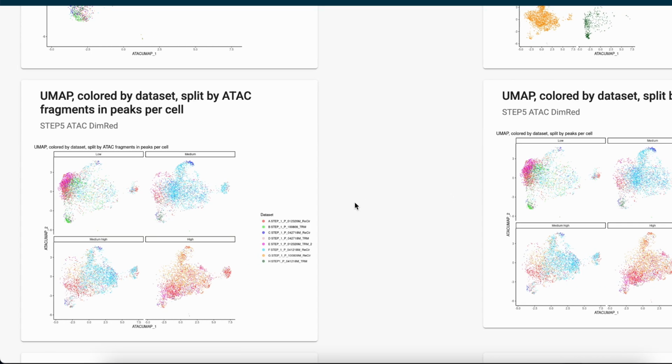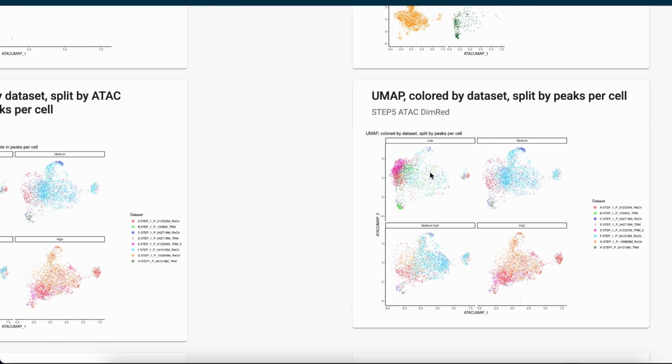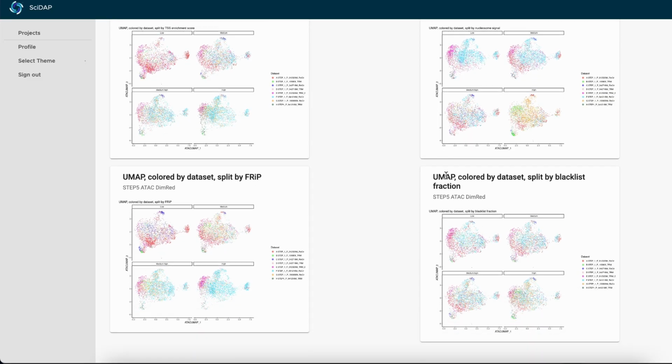Here again, ATAC fragments in peaks for 4 levels: low, medium, medium-high, and high. This is peak per cell and other metrics that were shown before.